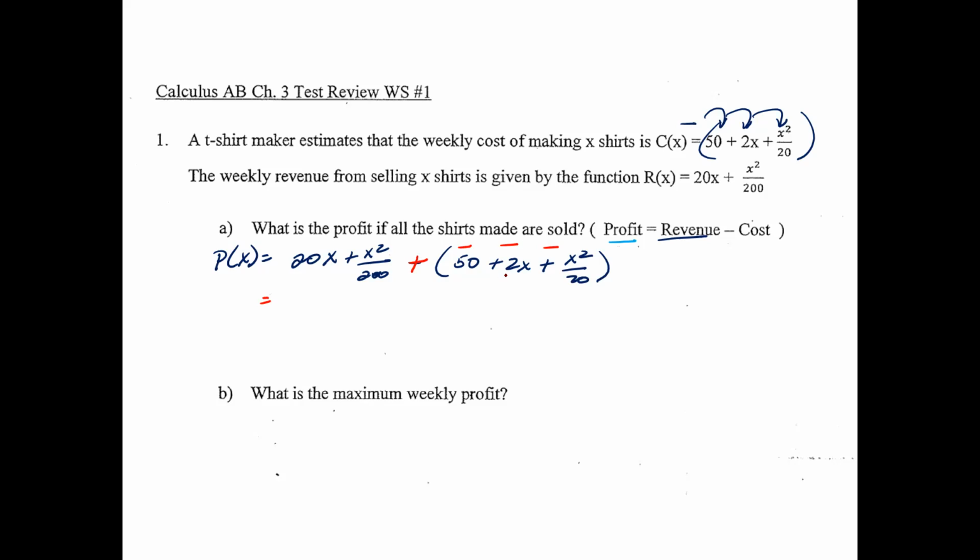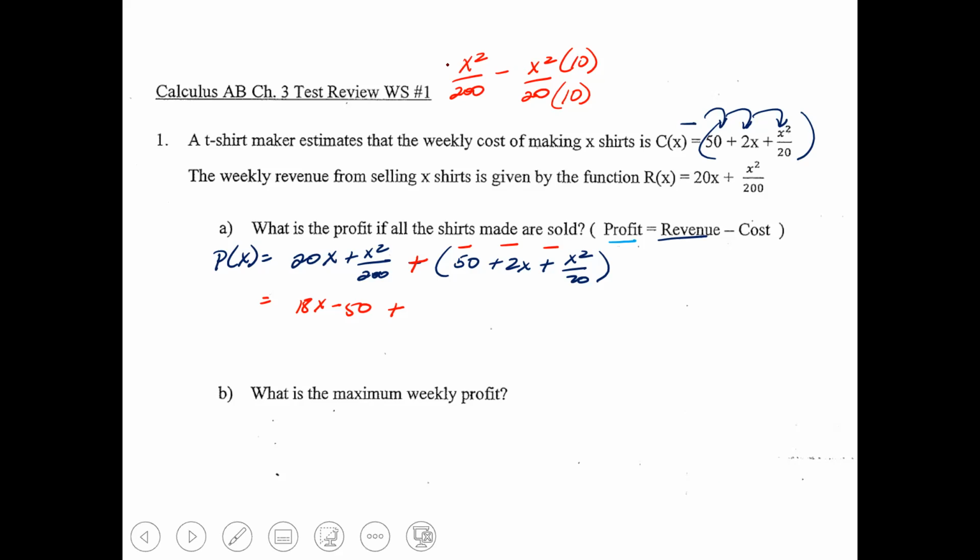So I have 20 minus 2 is going to give me an 18x. And then I'm going to have a negative 50 plus I have x squared over 200 minus x squared over 20. So with that, you will have to have a common denominator. In order for the 20 to get to a 200, I will need to multiply by 10 on top and bottom. So then on top, I have a negative 10x squared. So what's negative 10x squared plus 1x squared? That's going to give me a negative 9x squared over 200. And this is my P of X.